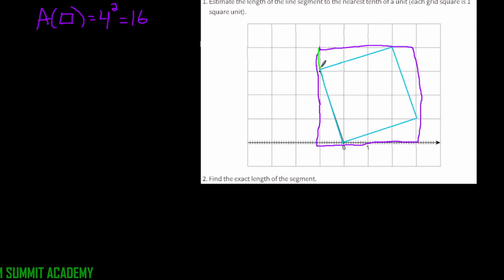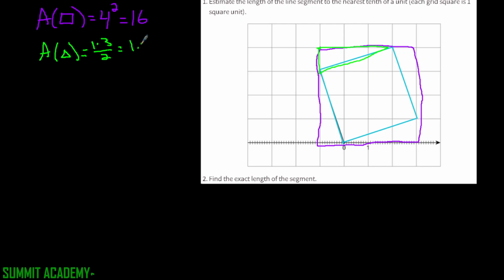Find the area of these triangles. So the area of this triangle, let me draw that triangle a little bit better, is going to be equal to, well, I have my side lengths of 1 times 3 over 2, which is equal to 1.5. Make sure you multiply it out. So 4 of these triangles is going to be equal to 4 times 1.5, which should be 6.